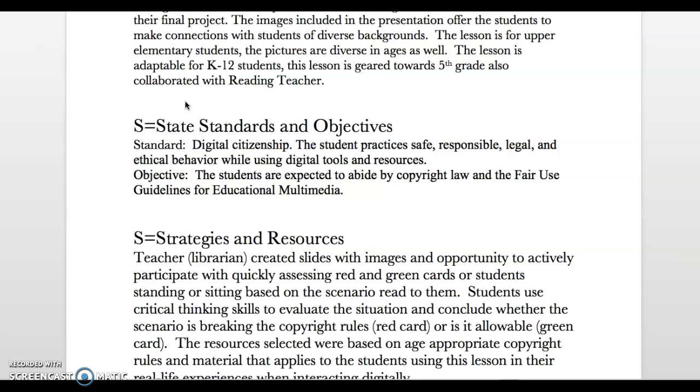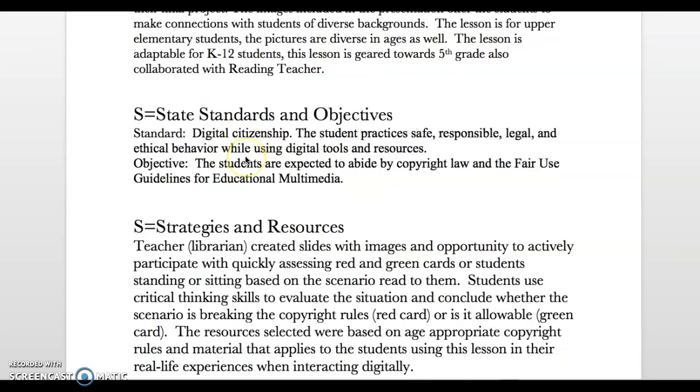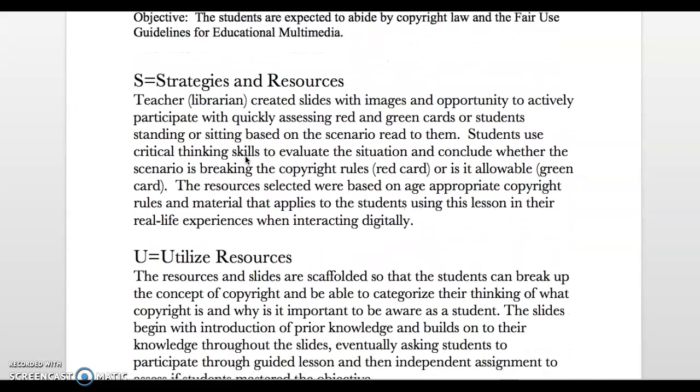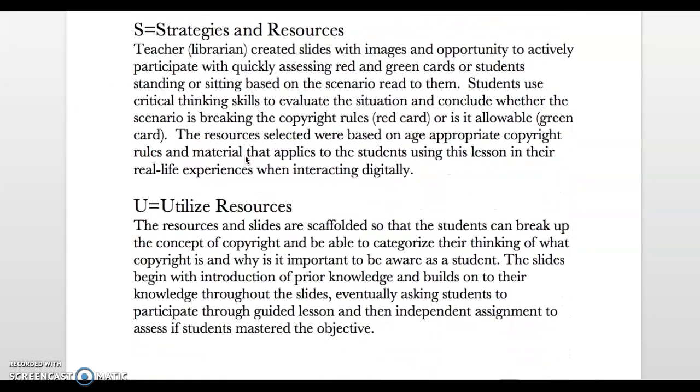State standards and objectives. The standard is digital citizenship. The student practices safe, responsible, legal, and ethical behavior while using digital tools and resources. The lesson objective is that the students are expected to abide by copyright law and the fair use guidelines for educational multimedia.